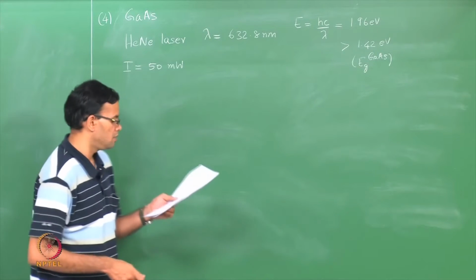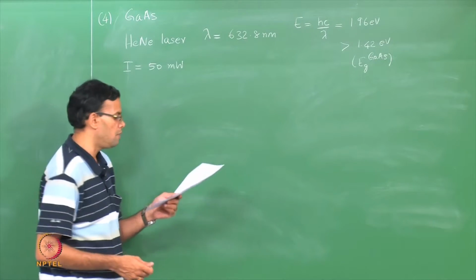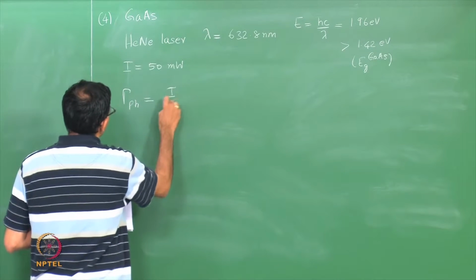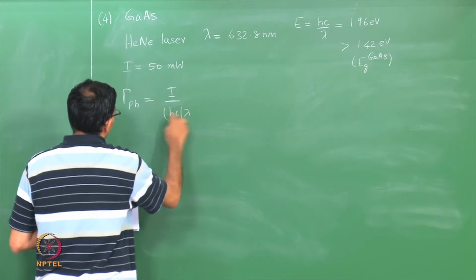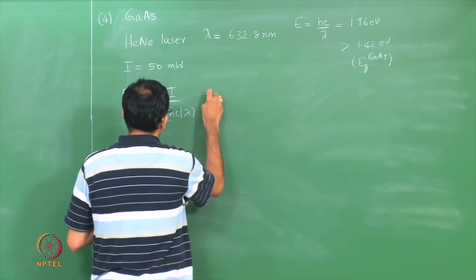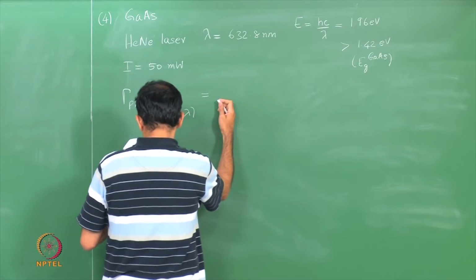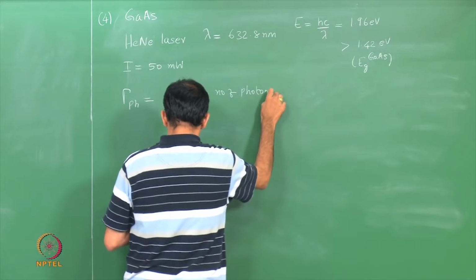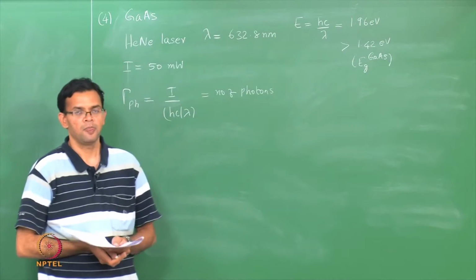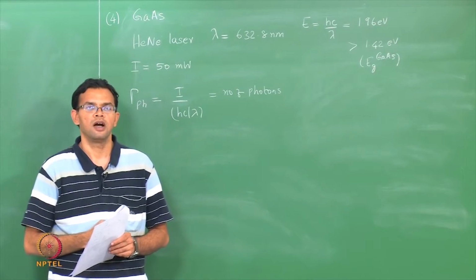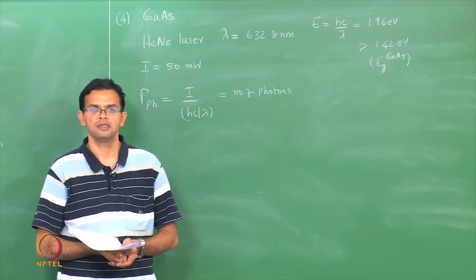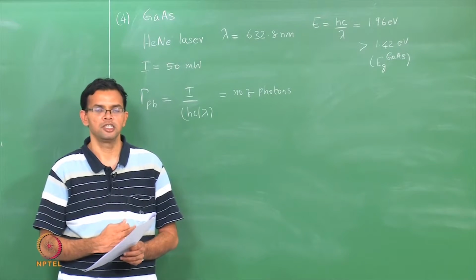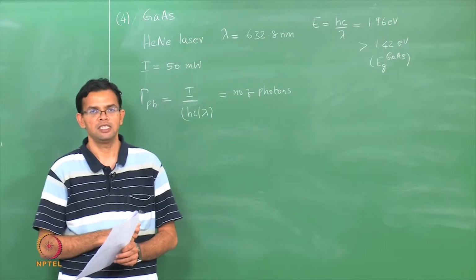So, to calculate the energy lost or the power lost to thermalization, we first need to calculate the number of photons. This is again I over Hc over lambda, which gives you the number of photons. So, excess energy which the electrons and holes possess is essentially lost to the lattice, and when the energy is lost, the electron comes close to the conduction band edge, or the hole goes close to the valence band edge.